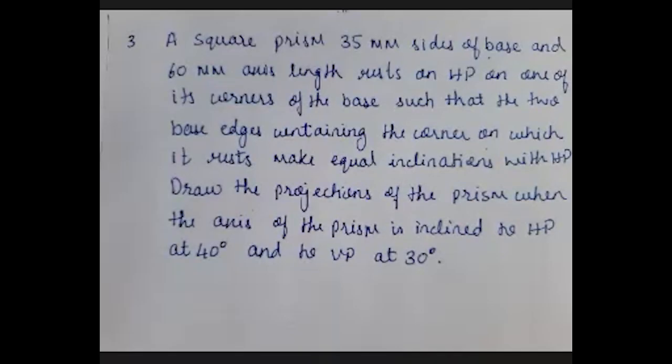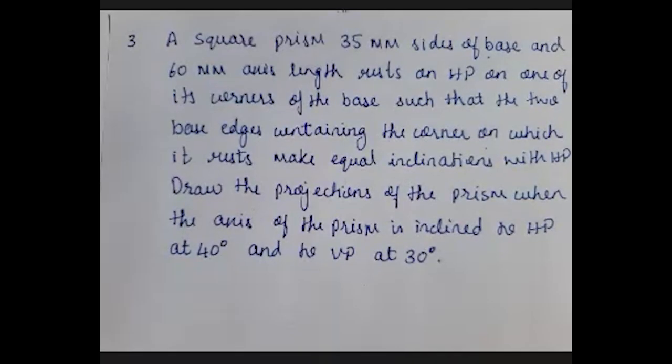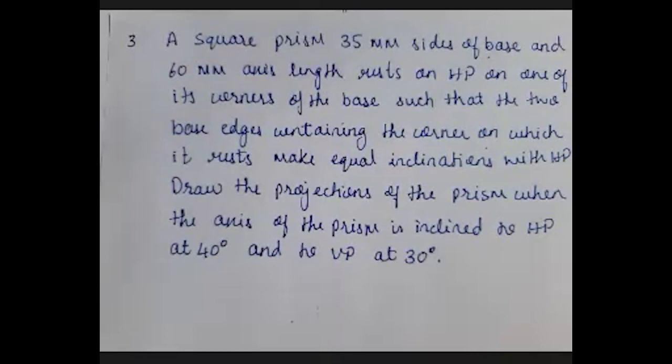Here is the problem which is displayed on the screen. The problem goes like this: a square prism, 35 mm sides of base and 60 mm axis length, rests on HP on one of its corners of the base such that the two base edges containing the corner on which it rests make equal inclination with HP. Draw the projections of the prism when the axis of the prism is inclined to HP at 40 degrees and VP at 30 degrees.